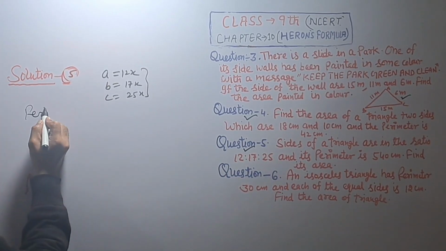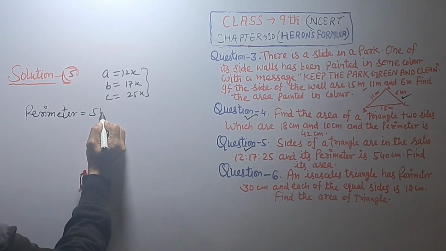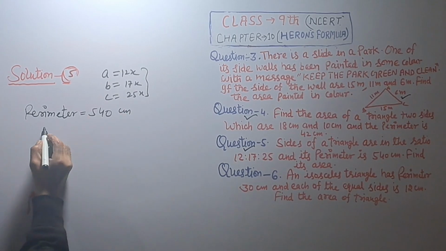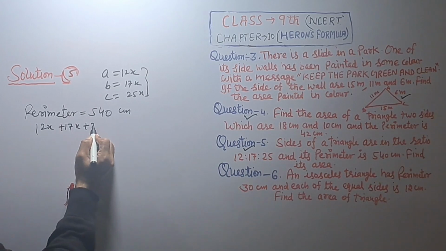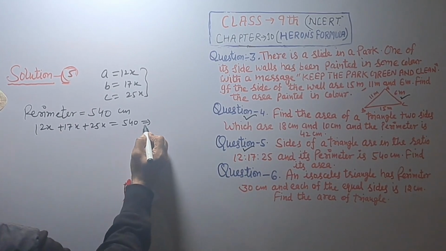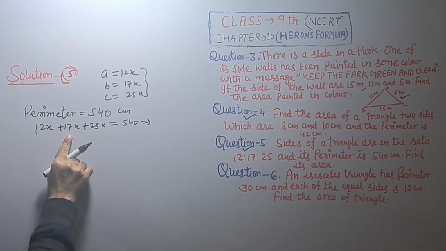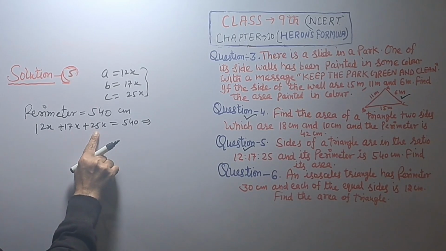Perimeter is equal to 540 centimeter. Perimeter is equal to 12x plus 17x plus 25x equal to 540, which implies 12 plus 17, that is equal to 29, 29 plus 25, equal to 54.